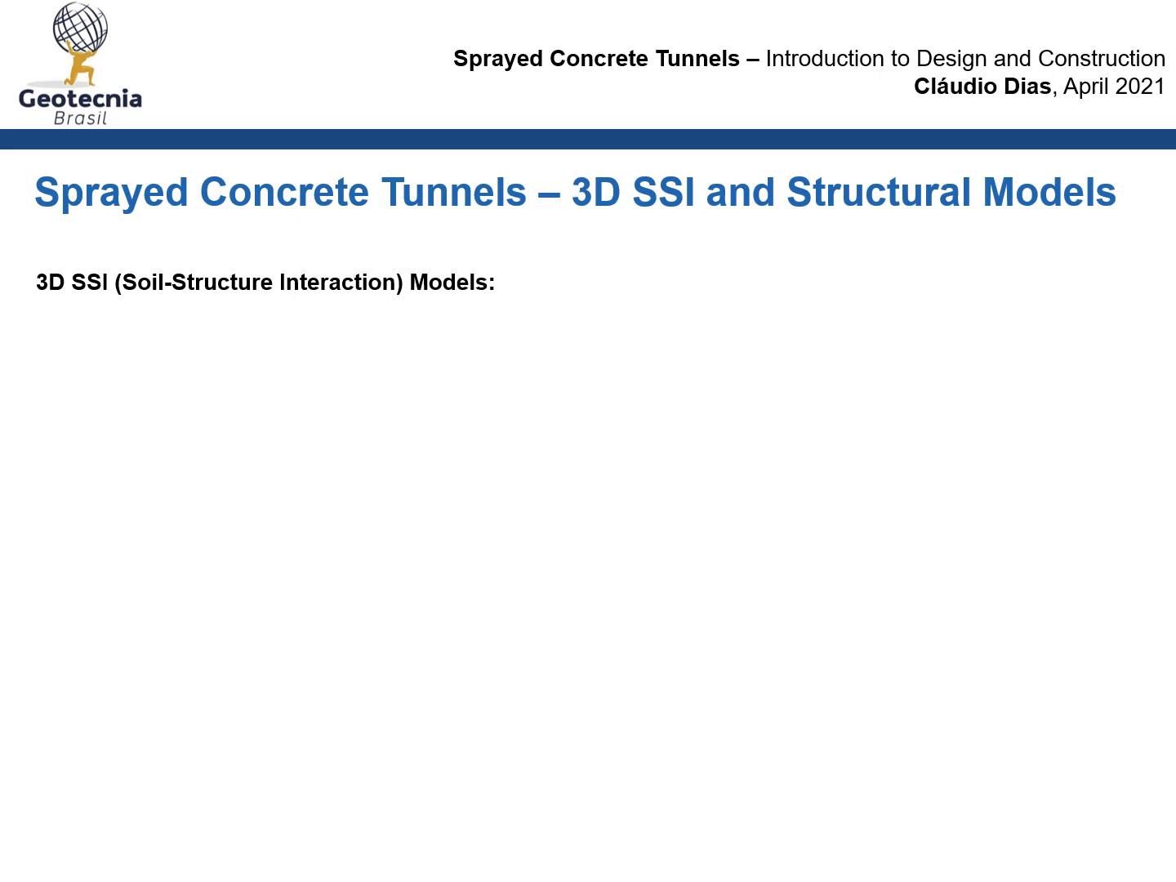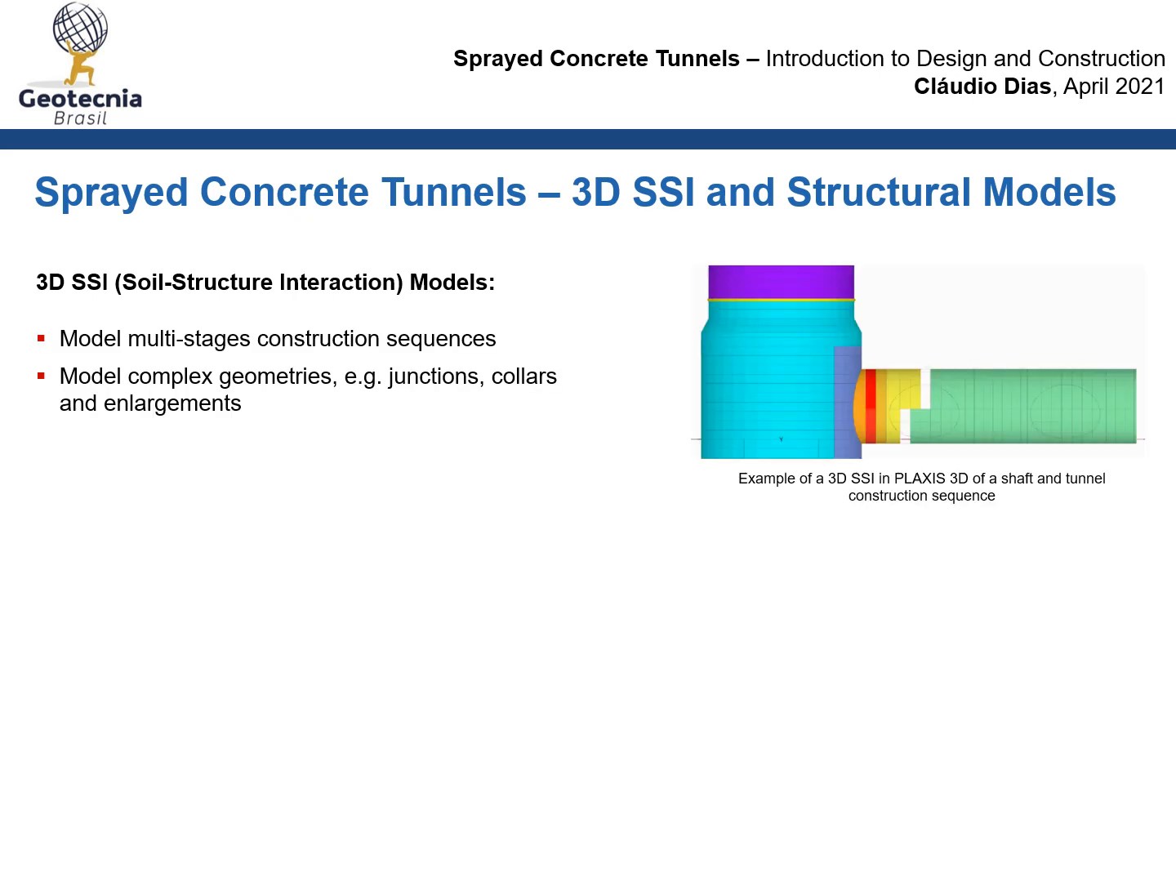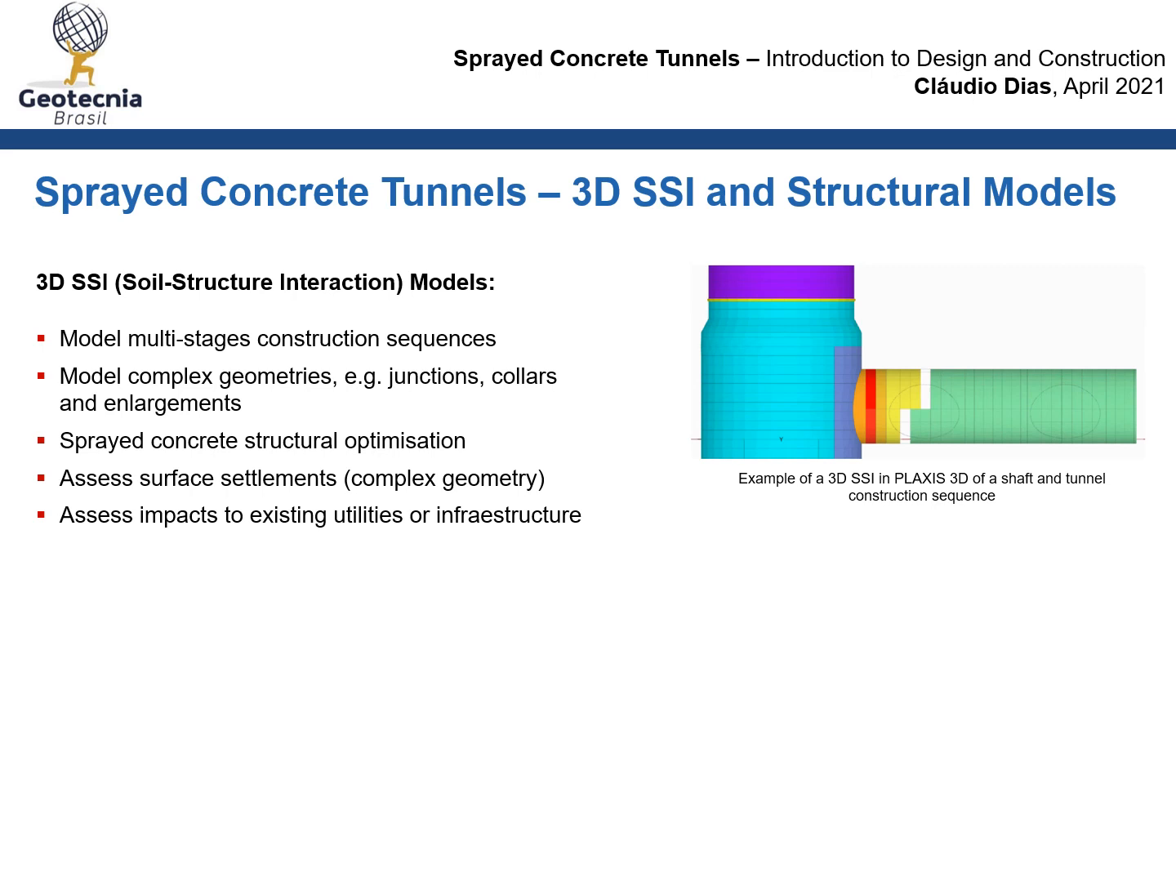In terms of complex pieces of design, we can deploy three-dimensional soil structure interaction models and structural models. These are normally used in case of multi-stage construction sequence to model complex geometries such as junctions, collars, and enlargements. In this example here, we can see a shaft and a tunnel being excavated nearby, where we deployed Plaxis 3D to assess it, to optimize SCL, to assess surface settlements, to assess impacts to existing utilities or infrastructure.